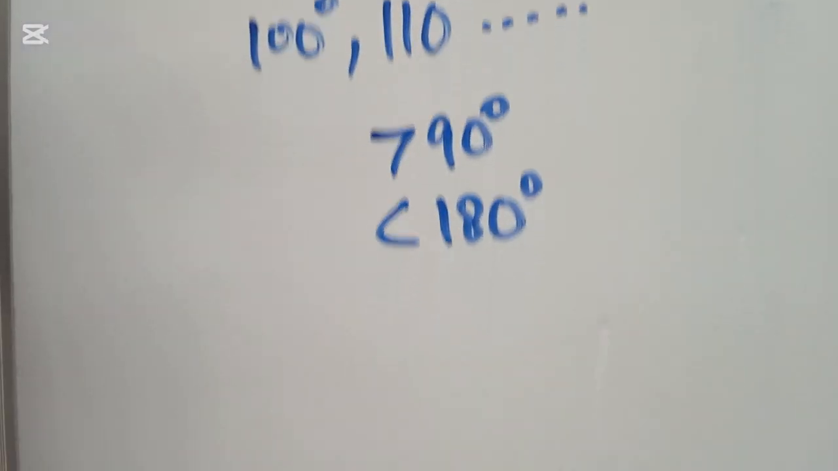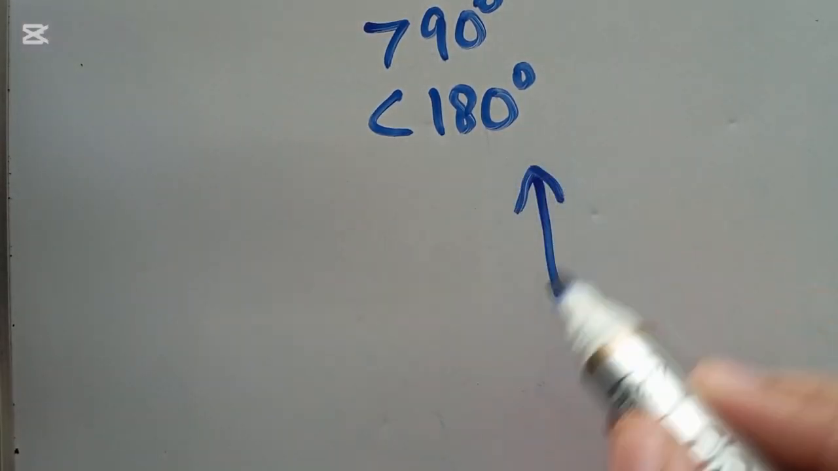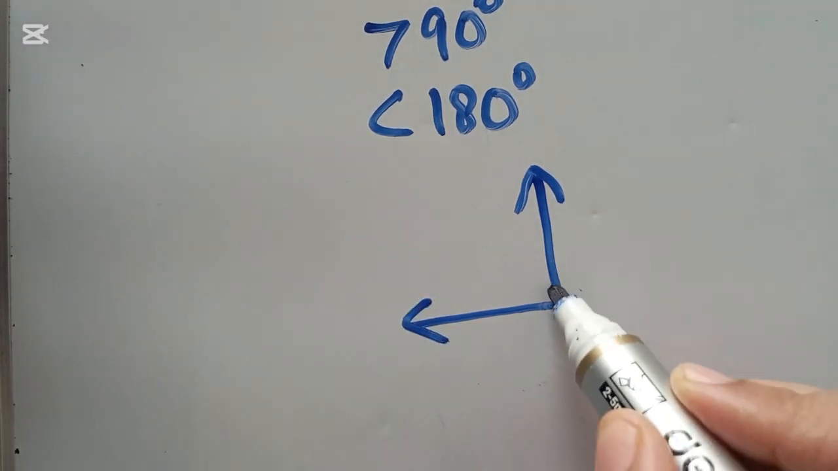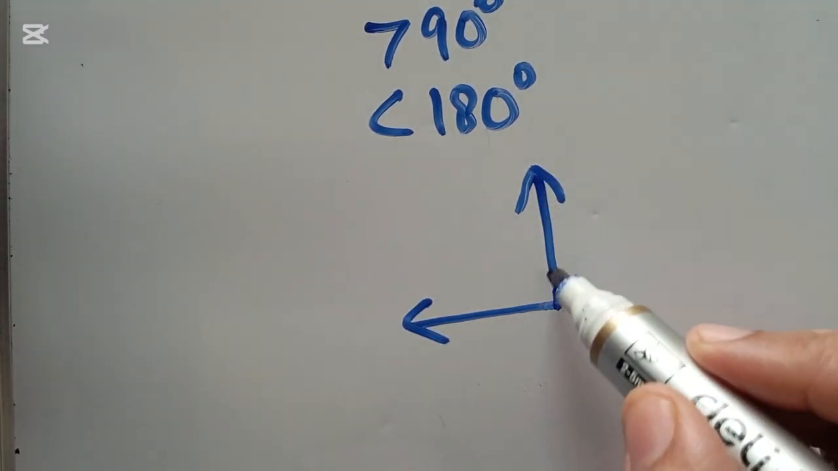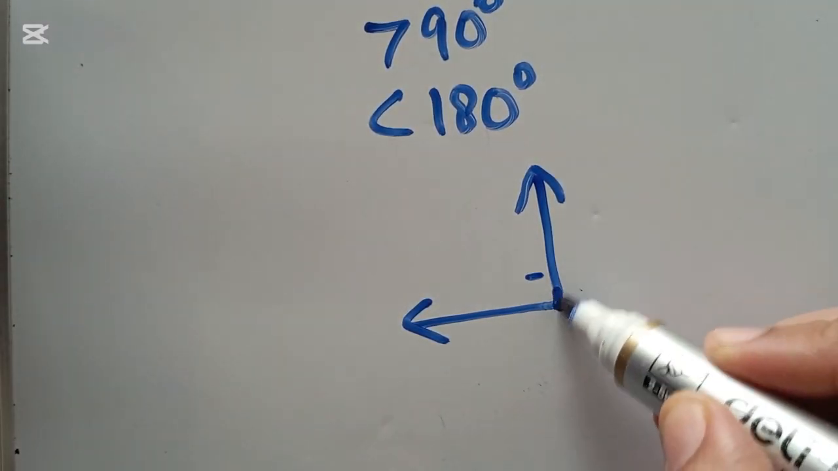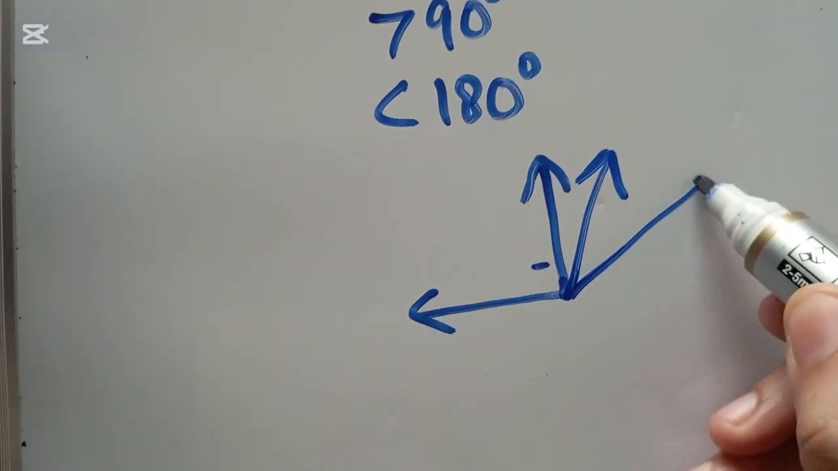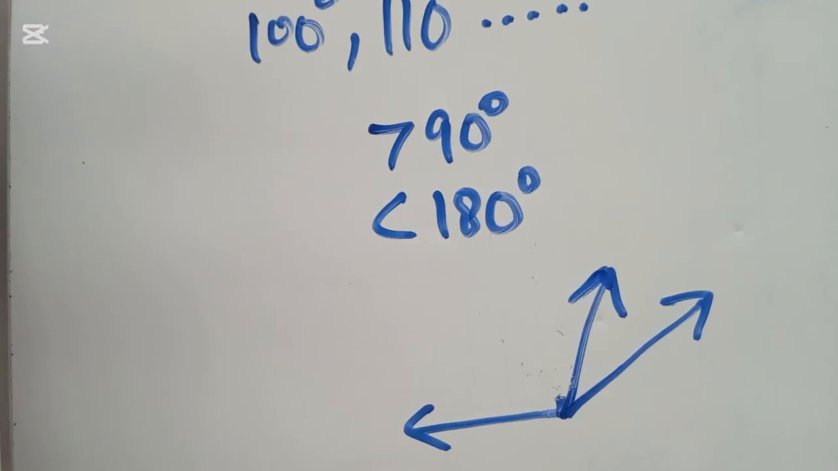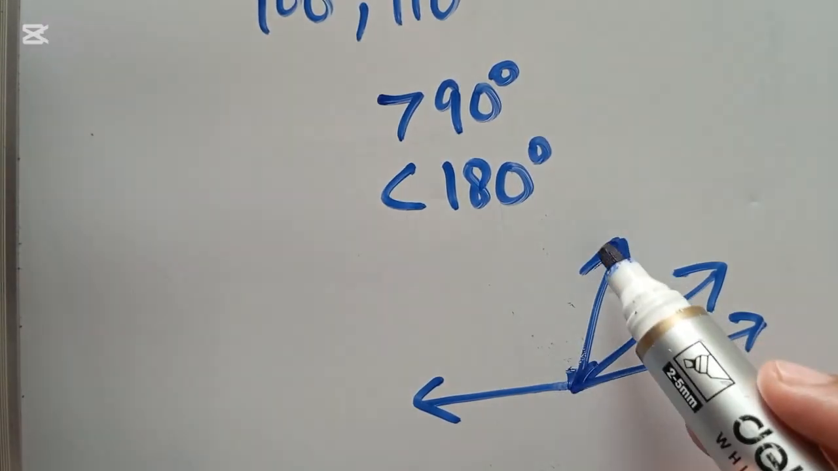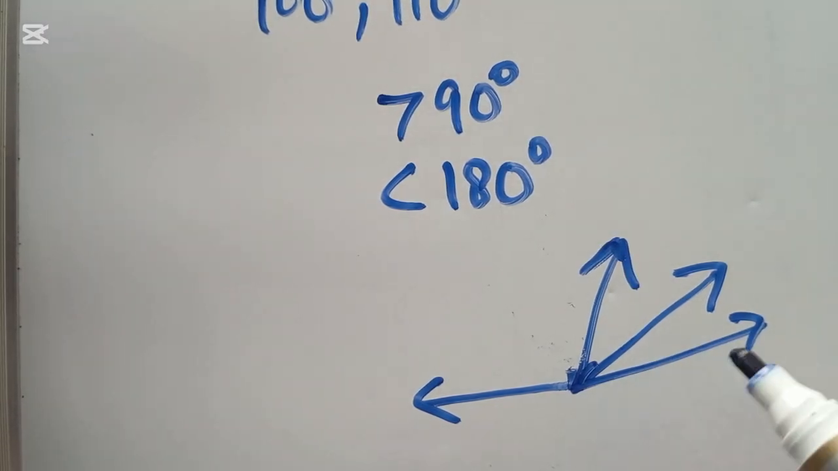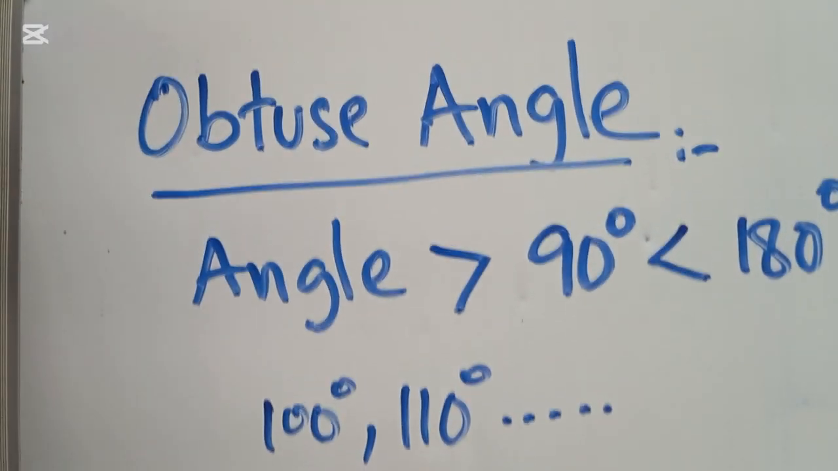And how does it look? Obviously 90 degrees is over here, right? So its value is greater than 90, so it looks like this. So anything greater than 90 and less than 180 is the obtuse angle.